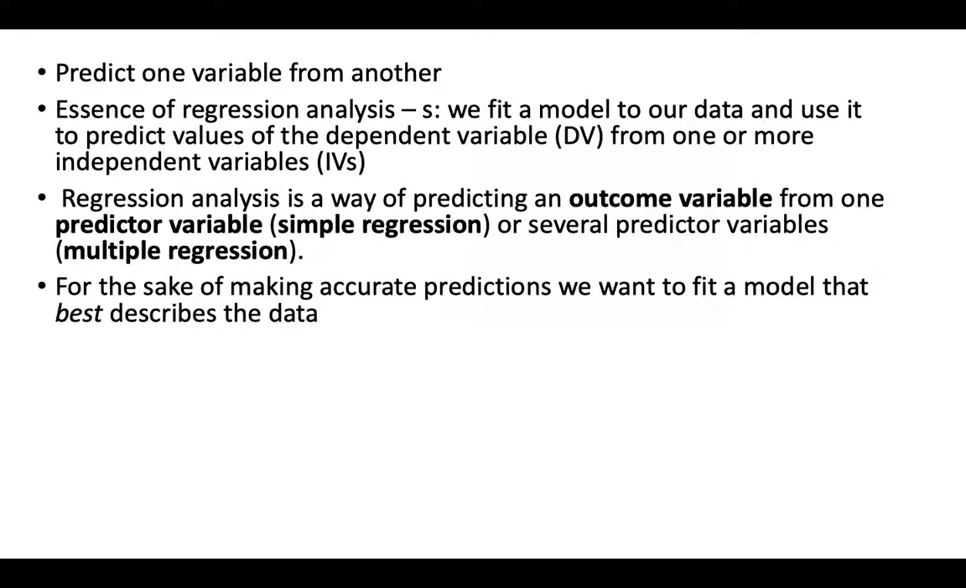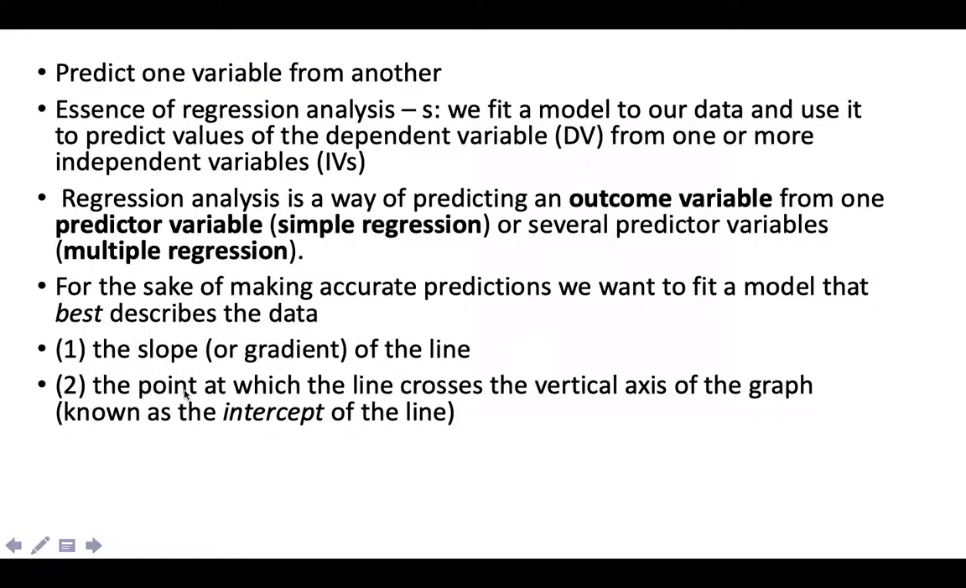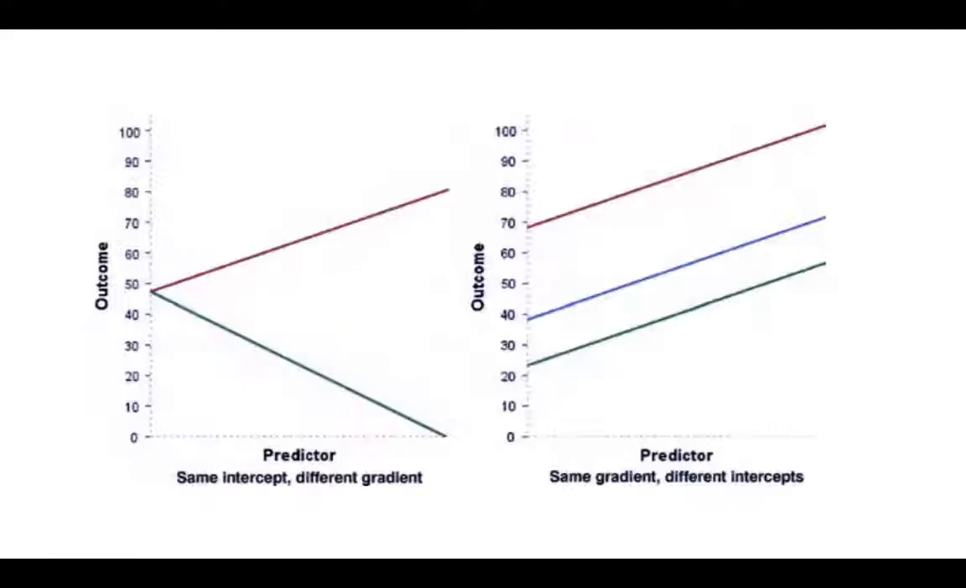And this straight line has two important characteristics. One is the slope of the line, which is the gradient, and the other is the point at which the line crosses the vertical axis of the graph, which is the intercept. The gradient and the intercept together are regression coefficients and are often indicated by small b. So if you see that in the literature, small b is regression coefficients. That will be important at the end of this video again.